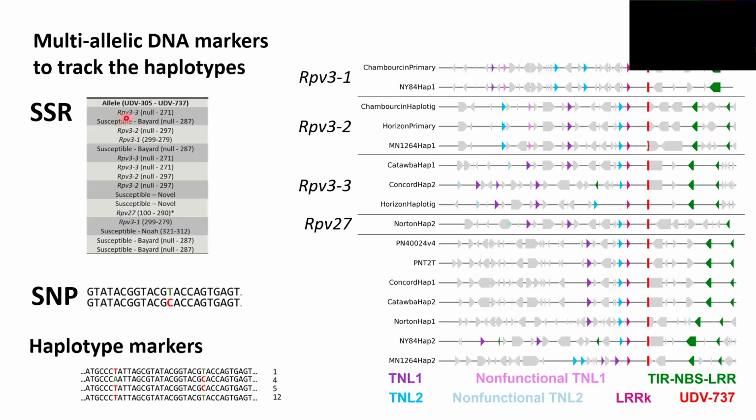Then RPV3-3 here is represented by no amplification from the UDV 305, or the 221 base pair in the UDV 737. So the good thing about these SSR markers is you can get a long allele series. If you see this table, you can see the allele sizes like 271, 297, and 290, 287. So you can see lots of different alleles. The advantage of this long allele series is that it allows breeders to distinguish whether the individual I have is RPV3-1 over RPV3-2, or RPV3-1 over RPV3-3.